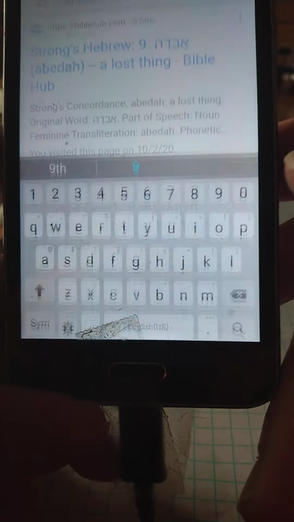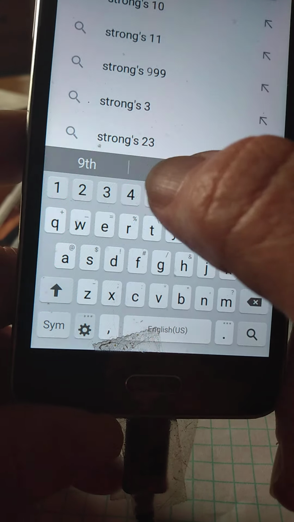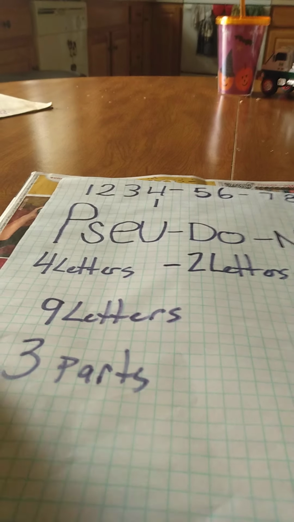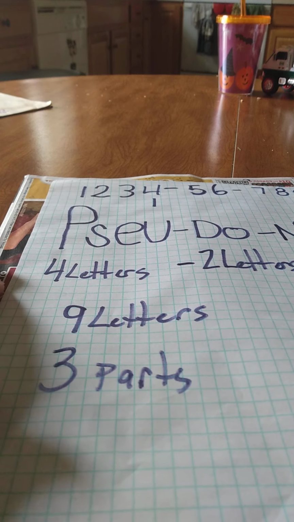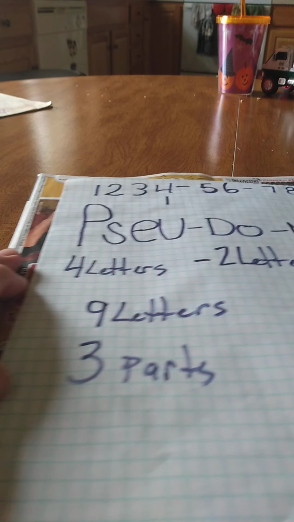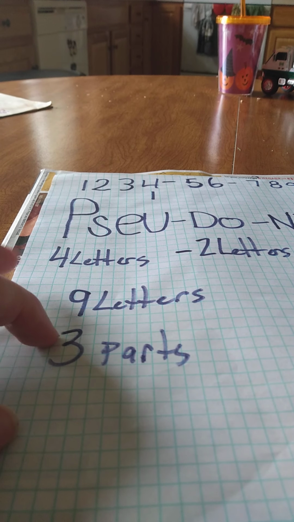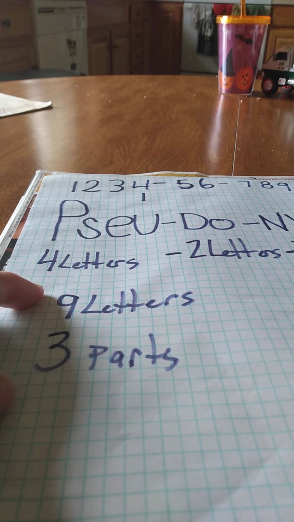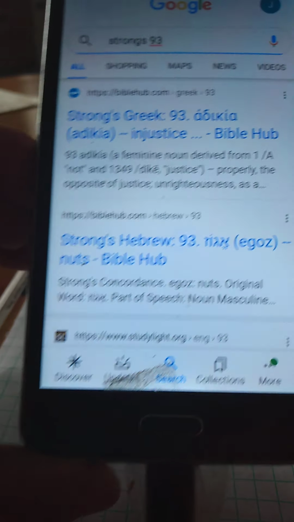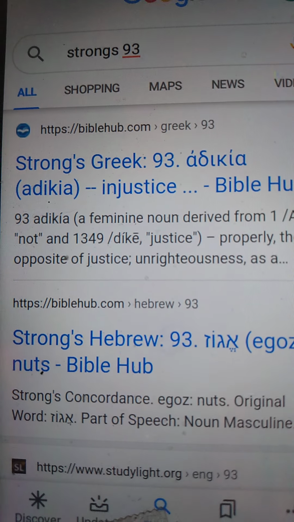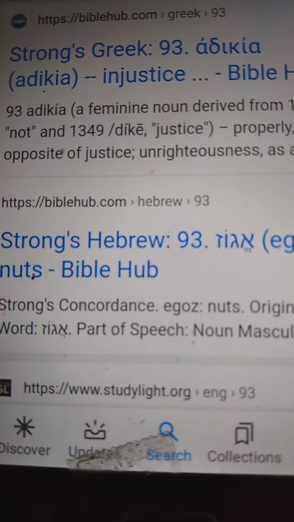And now we'll go to this one, which I find really interesting because this is how I was led to do this, right? Pseudonym. It's 4 letters, 2 letters, 3 letters. We did that. I showed you what 9 is, a lost thing. 3 is Abaddon, Apollyon. Now, 9-3, we're going to do Strong's 9-3. Strong's 9-3. Injustice. That's pretty interesting, folks. And nuts.